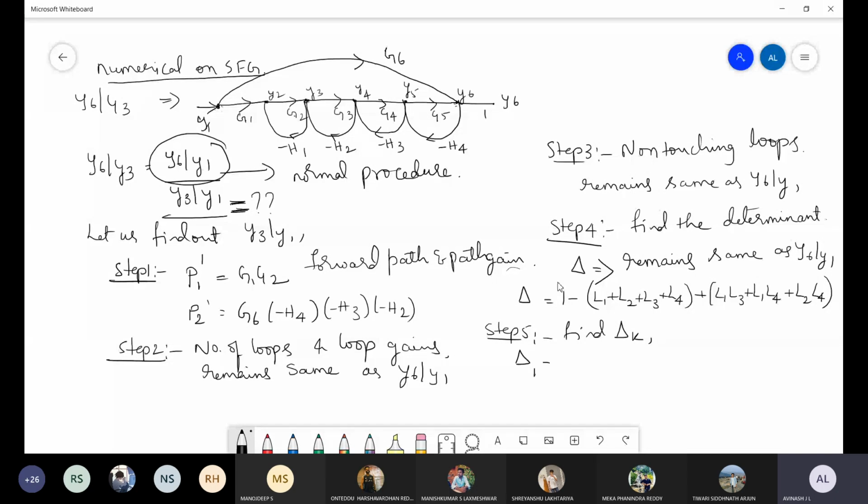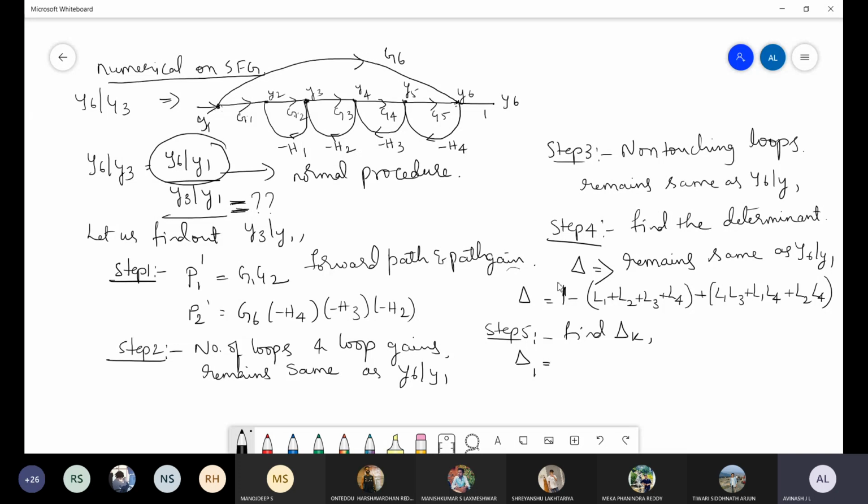So obviously delta 1 we are going to consider. When we are talking about delta 1, whichever loops are touching the forward path 1, we need to eliminate. So what is the forward path 1? G1, G2. So between G1 and G2, if it is touching, we need to remove. Those which are not touching it, we need to retain. So obviously loop number 1, G2 minus H1, is touching because it is in the same path, and G3 minus H2 is also touching. Why? Because of one node at Y3.